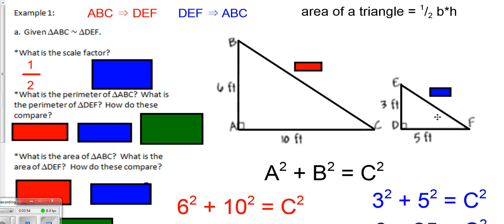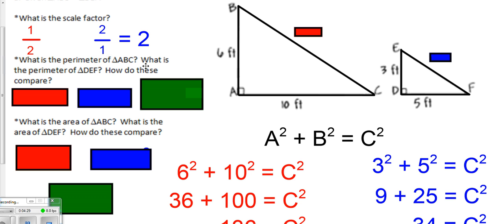Well, what if we went as a scale factor from DEF to ABC? Well, it would be just the opposite then. It'd be 2 over 1, which is the same as 2. So 3 times 2 gets you to 6. Or 5 times 2 gets to 10. And again, you could always find that by doing 6 over 3 or 10 over 5. That would reduce down to 2 over 1, which is 2. So our scale factor going from the bigger one to the smaller one is 1/2. If we were going from the smaller one to the bigger one, it would be 2.